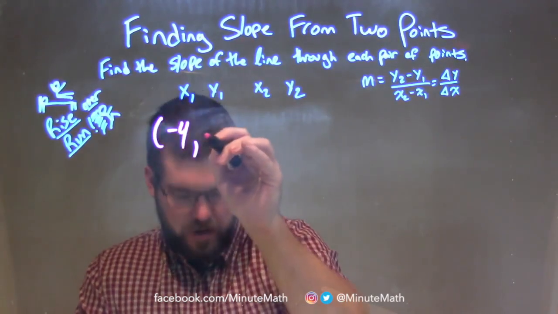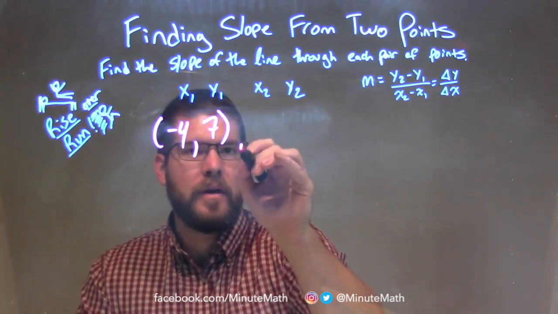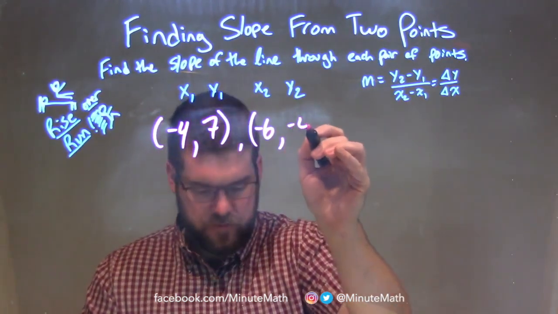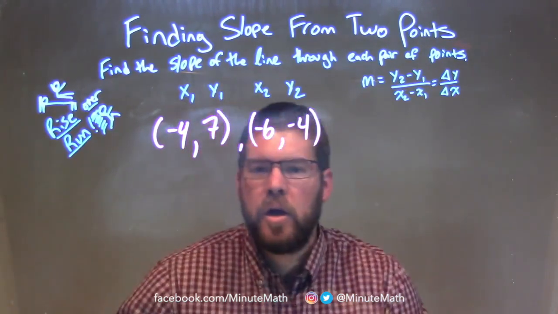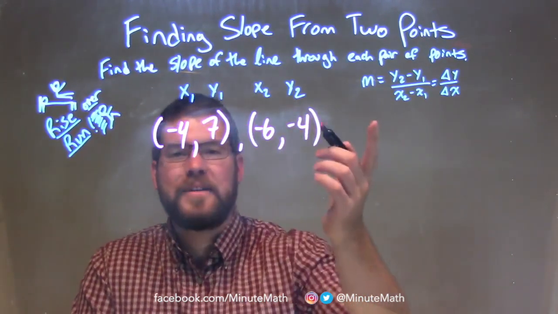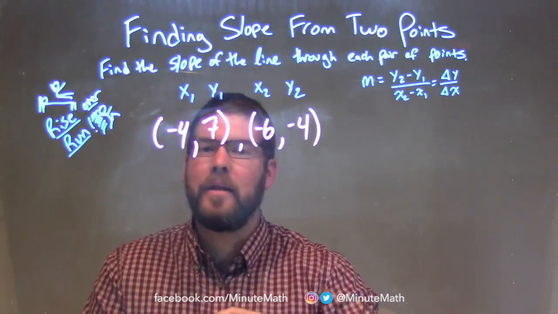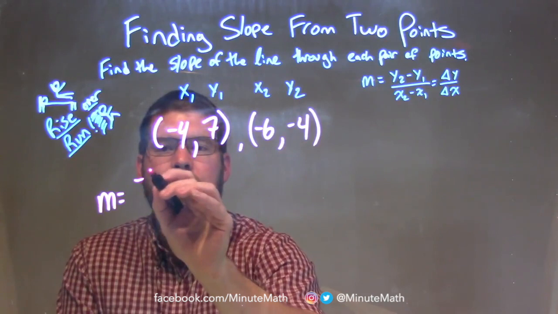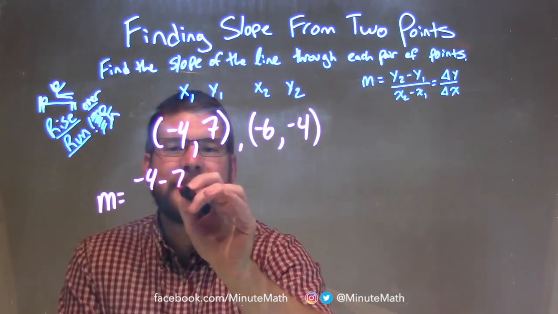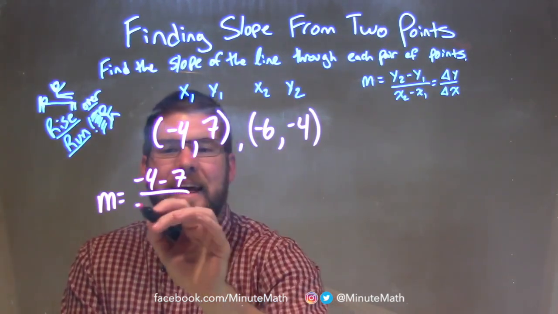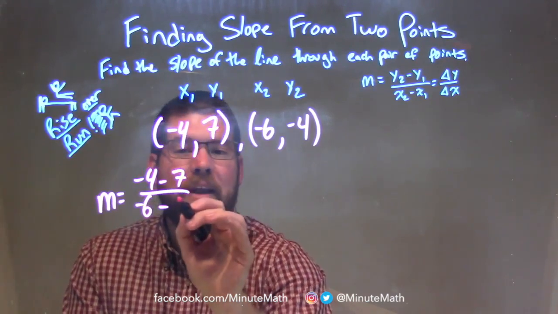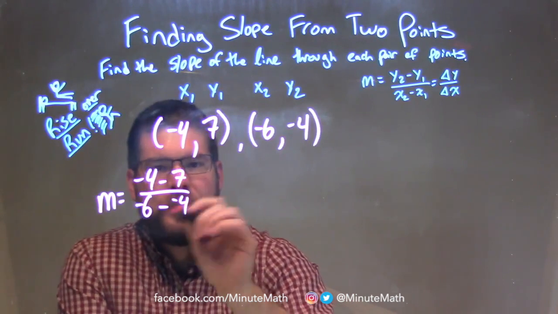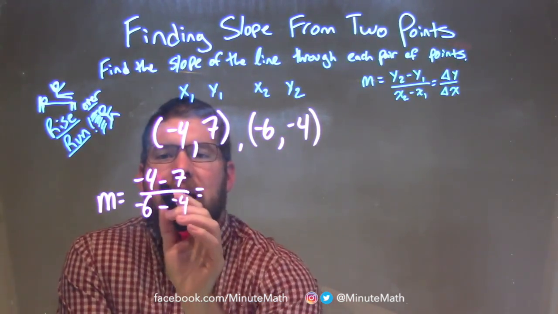Negative 4, 7, and my second point being negative 6, negative 4. Okay. Well, I'm just going to apply the slope formula, y2 minus y1 over x2 minus x1. So slope here, m equals y2, negative 4, minus y1, 7, over x2, negative 6, minus x1, a negative 4. Okay, so now let's go simplify this. Well, let's go show the simplification.